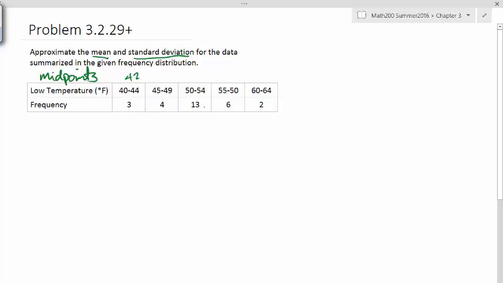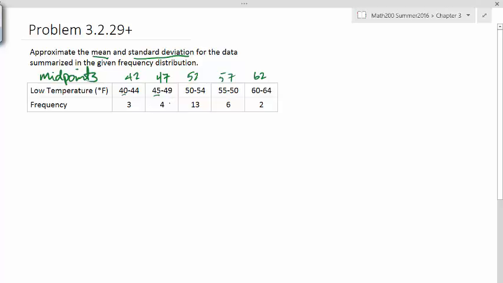Now I can do the middle for each one, but I can also take a look at the class width. The lower class limit is 40, and the lower class limit for the second class is 45. So that's a distance of 5. And if we take a look at any other two consecutive lower or upper class limits, we'll see that the difference is also going to be 5. So I'll just add 5 to 42, which is 47, and I'll continue to add 5. And then our last one is going to be 62. So these are our x values that they're going to call it or use in the formula.